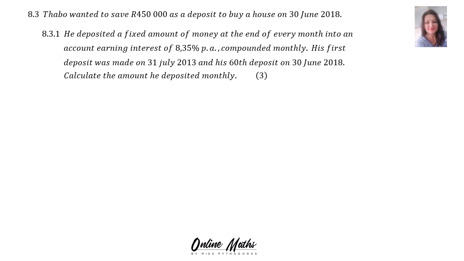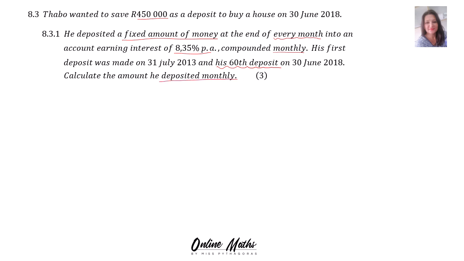Tabo wanted to save 450,000 Rand as a deposit to buy a house on 30th of June 2018. He deposited a fixed amount of money, we don't know how much, at the end of every month into an account earning interest of 8.3% per annum compounded monthly. His first deposit was made on 31st of July 2013 and his 60th deposit on 30 June 2018. Calculate the amount he deposited monthly.